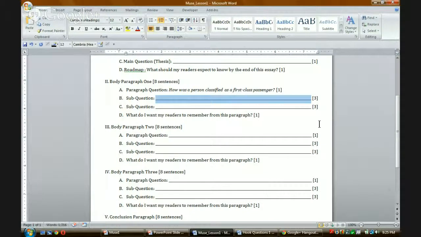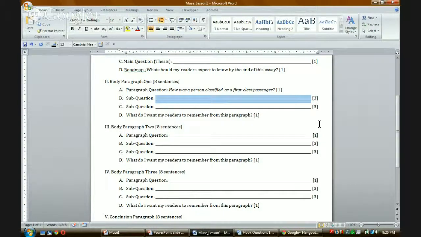But let me go ahead and give you some hints. People were classified based on numerous factors. Some of them had different occupations, and that affected whether they were a first, second, or third class passenger. So there's occupations that affected that. Also, their social status, just their general social status. There was more of a division between the rich and the poor.